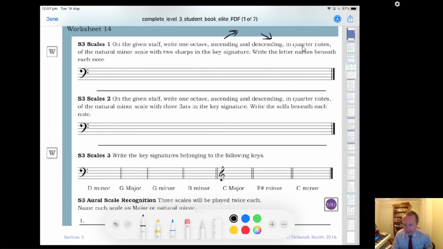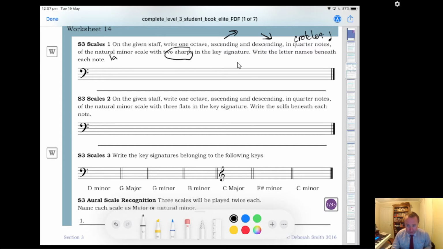So what is a quarter note? That's the American term. What's the English term of a quarter note? It's a crotchet. Or in other words, these things. I'm just going to write it here. Crotchet. Cool. Of the natural minor scale, in other words, the scale starting on la, with 2 sharps in the key signature. Write the letter names beneath each note.